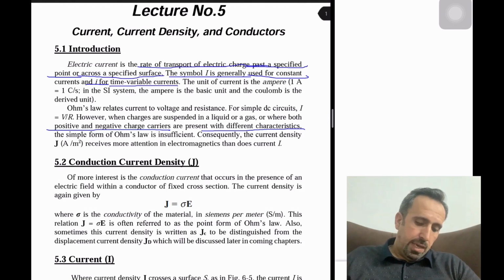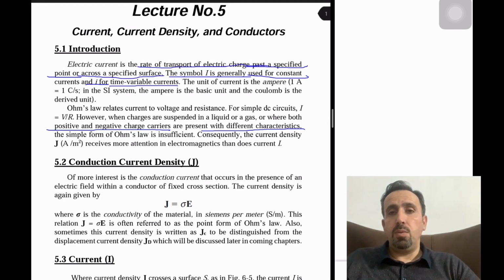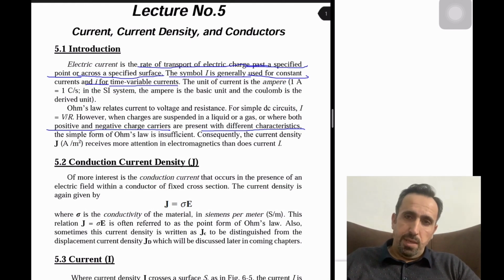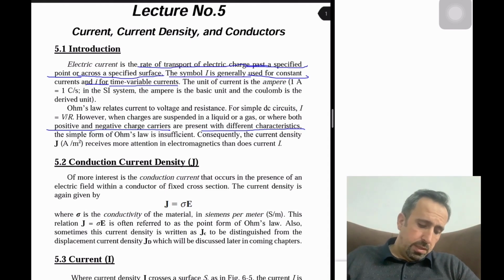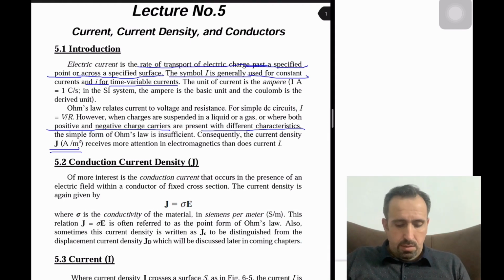but in this case more importance will be given to something else, which is called J, the current density. Current density's unit is ampere per meter square. This will receive more attention in electromagnetics than the traditional current.